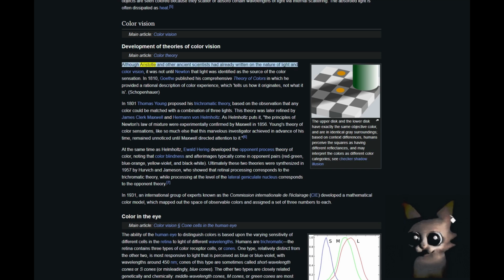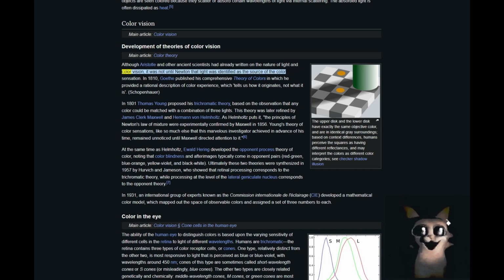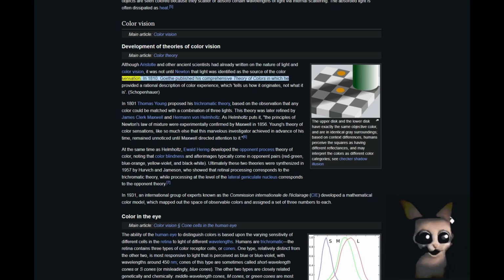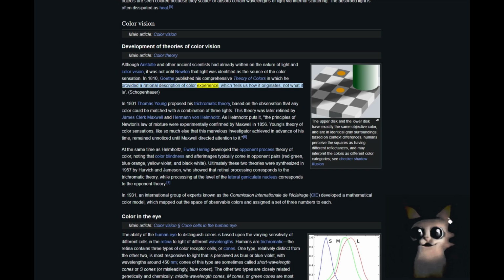Although Aristotle and other ancient scientists had already written on the nature of light and color vision, it was not until Newton that light was identified as the source of the color sensation. In 1810, Goethe published his comprehensive theory of colors, in which he provided a rational description of color experience, which tells us how it originates, not what it is.